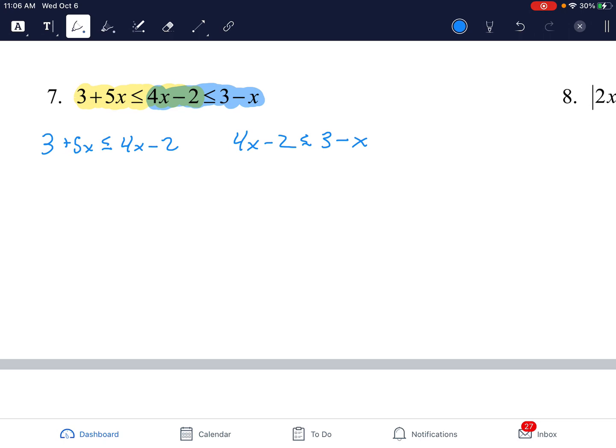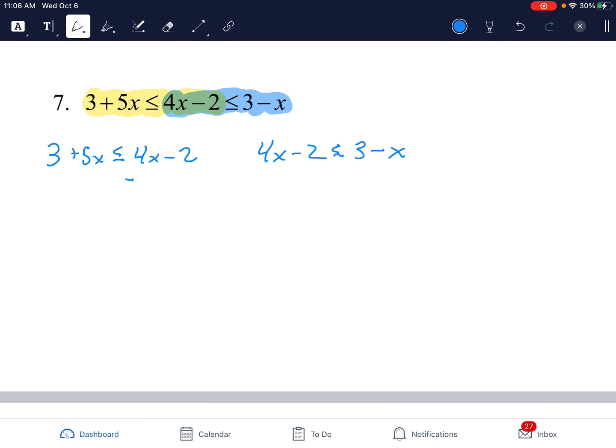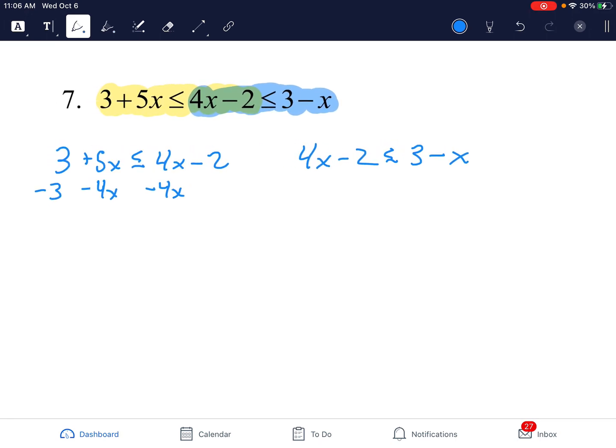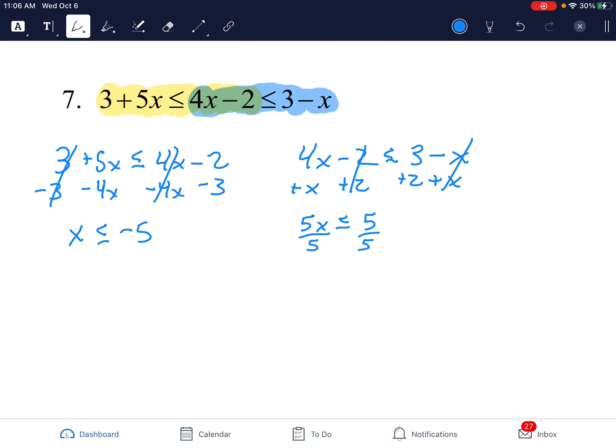All right, so we're going to solve these two separately. So the first one, I'm going to subtract 4x. And I'm going to subtract 3. So 5 minus 4 is going to be 1x is less than or equal to negative 5. On my other problem, I'm going to add x to the left and add 2 to the right. So we get 5x is less than or equal to 5. Divide both sides by 5, and x will be less than or equal to 1.